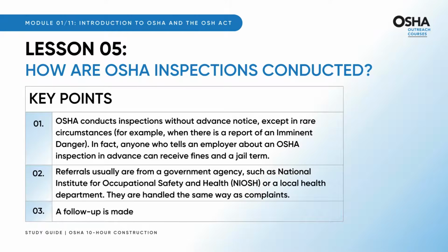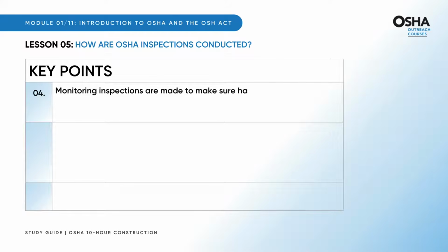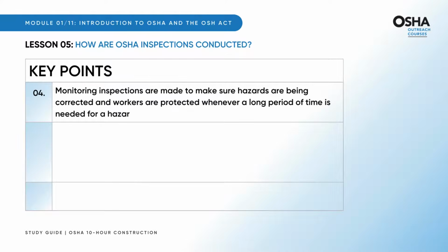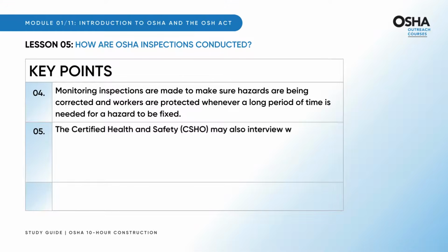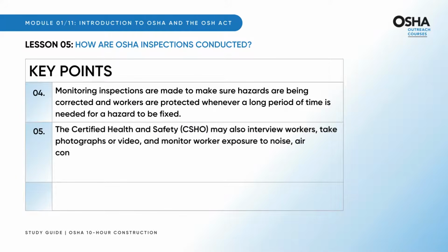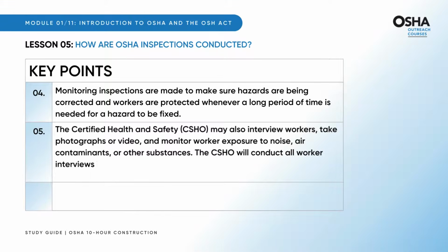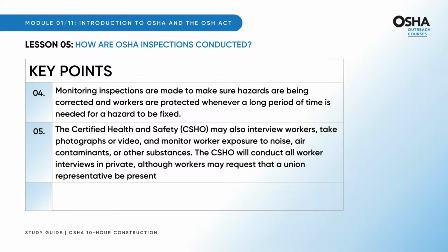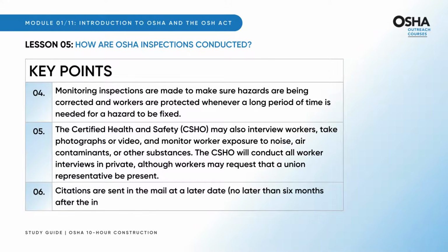A follow-up is made to see if the violations cited earlier were fixed. Monitoring inspections are made to make sure hazards are being corrected and workers are protected whenever a long period of time is needed for a hazard to be fixed. The certified health and safety officer may also interview workers, take photographs or videos, and monitor worker exposure to noise, air contaminants, or other substances. The officer will conduct all worker interviews privately, although workers may request that a union representative be present. Citations are sent in the mail at a later date, no later than 6 months after the inspection.